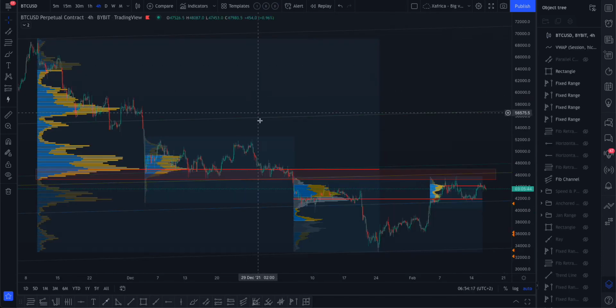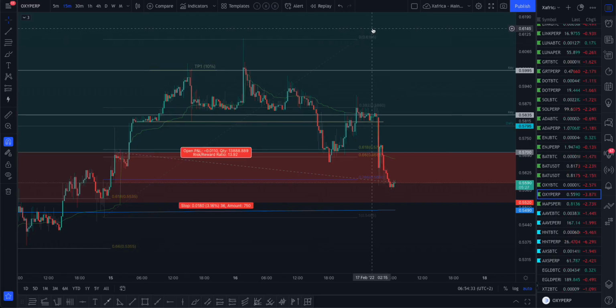At 47,000, remember we said that 47,000 is so crucial there. So there's an anchored VWAP on that 47,000. So big resistance coming up at the top of that block, so maybe a nice area for us to trade in. So just to touch on my trades that are running.